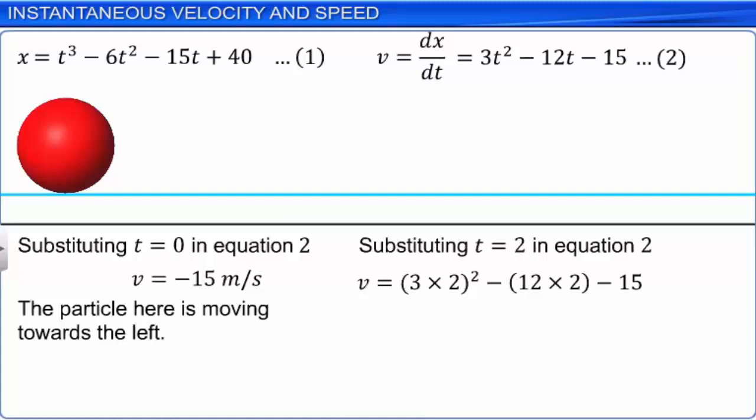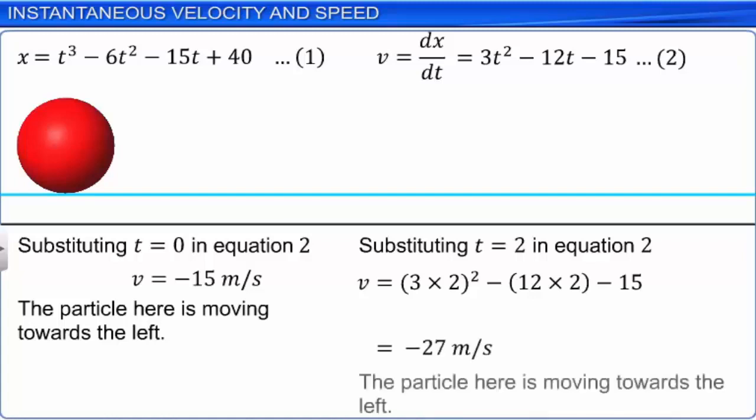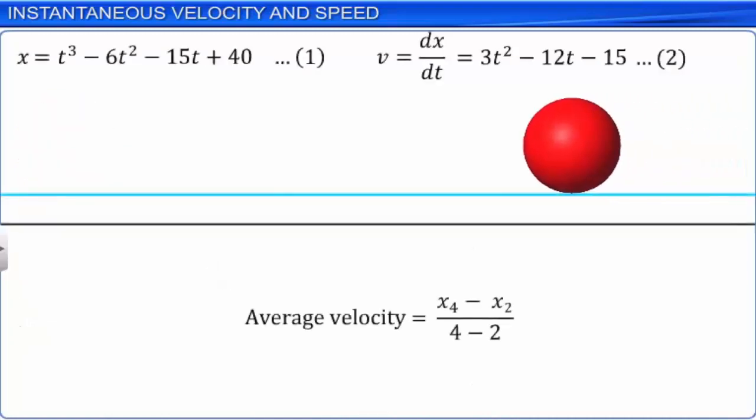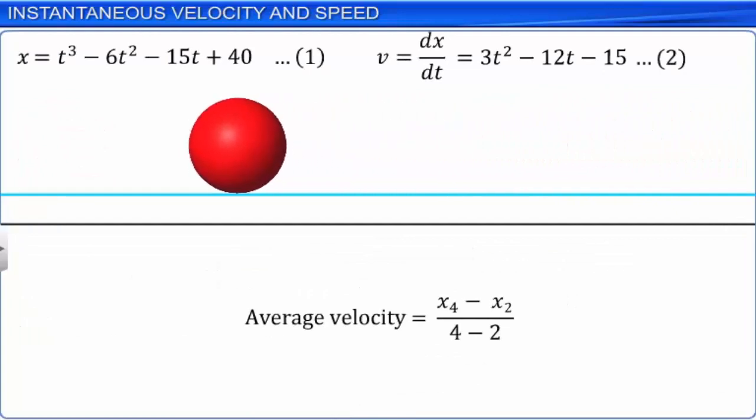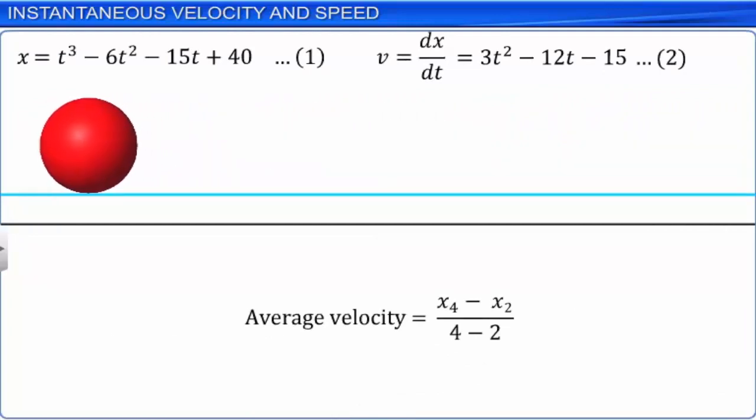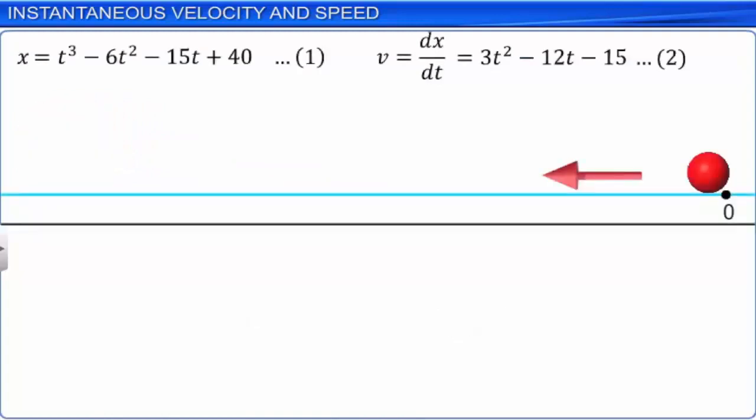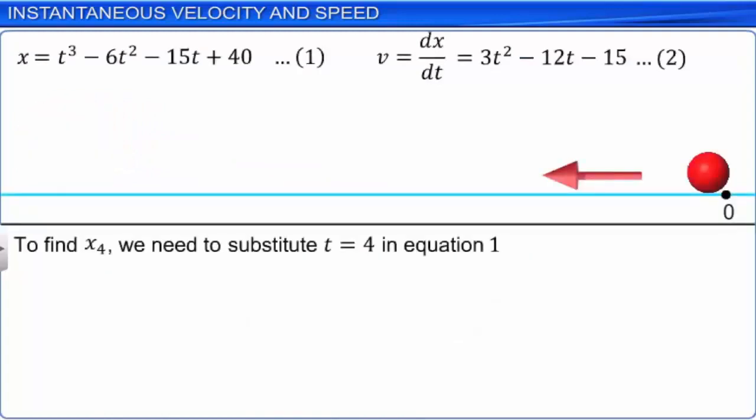Average velocity is equal to (x4 minus x2) by (4 minus 2). To find x4, we need to substitute t is equal to 4 in equation 1. x4 is equal to 4 cube minus 6 multiplied by 4 square minus 15 multiplied by 4 plus 40, which is equal to minus 52 meters. The particle is situated to the left side of the origin.